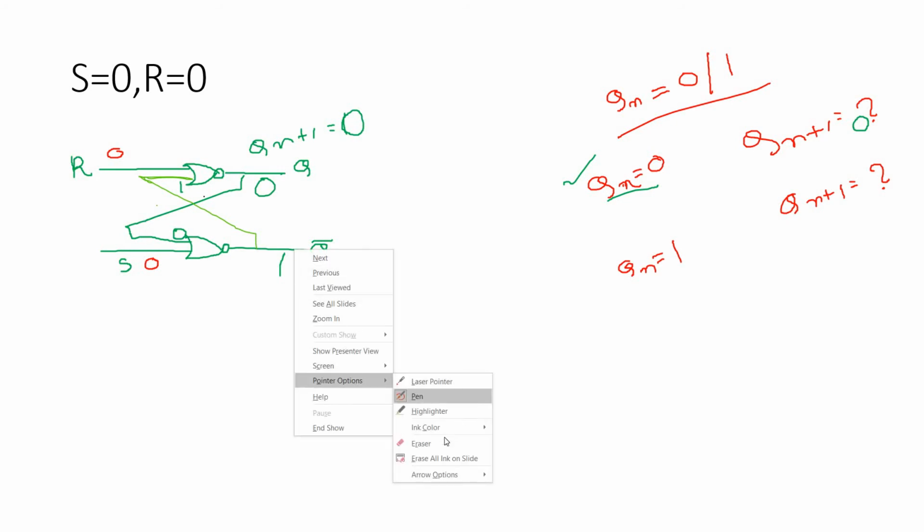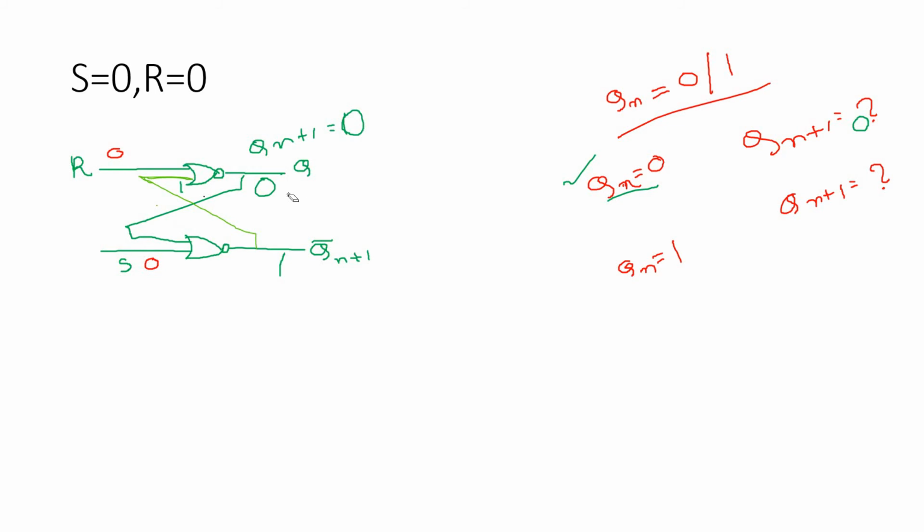Fine. Now let us check for the other cases. Let me erase this first to avoid confusion. Now suppose we assume Q of n was 1 previously. This will come as the feedback path and arise here. Now for the lower NOR gate, one input is 0, other input is 1, so Q bar of n plus 1 will be what? As for a NOR gate, if one input is 1, no need to think much, the output will be 0.